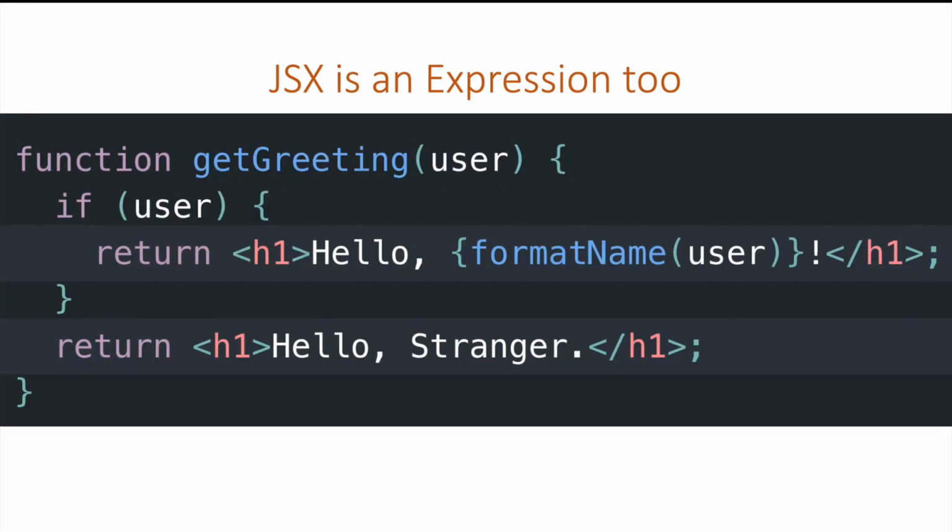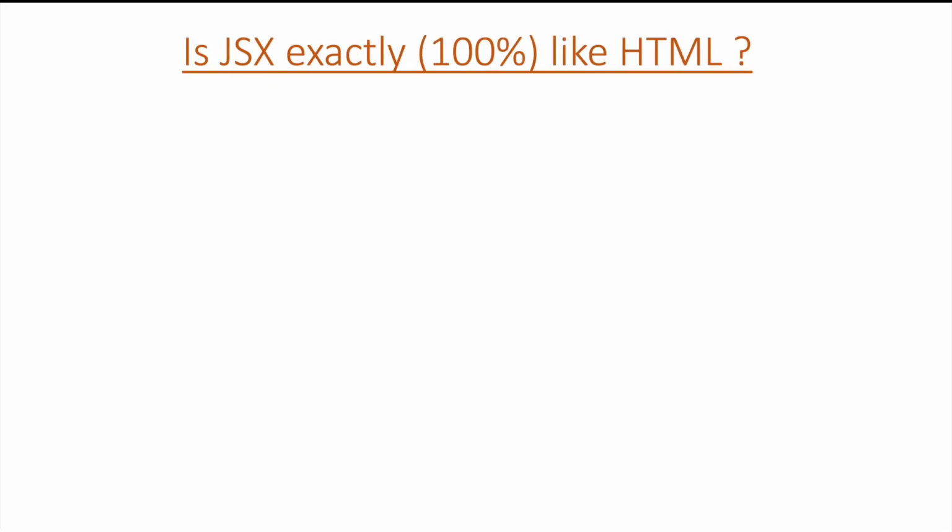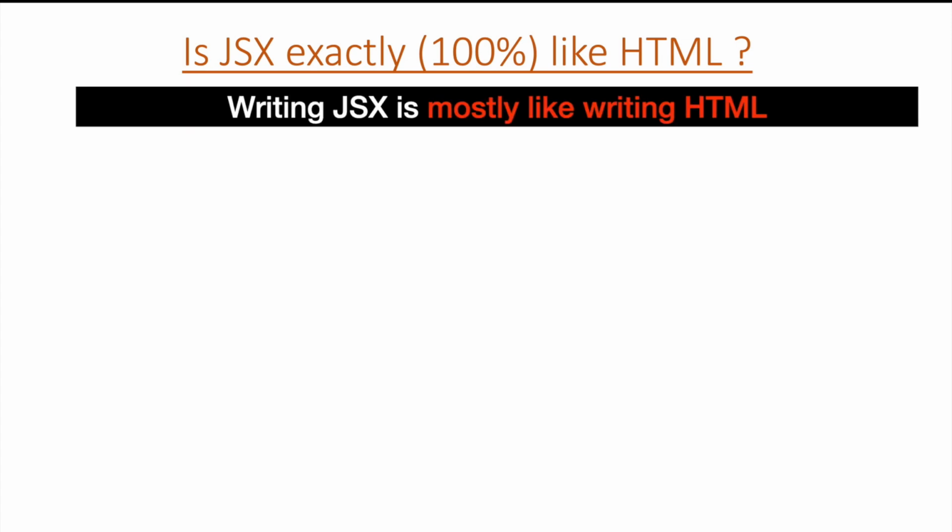Since JSX is an expression, we can also return it as a return value of a function. So here in this function getGreeting, we are returning some JSX. As you can see, the return value is JSX. This syntax is possible because this highlighted code over here is one JSX expression. Is JSX exactly 100% like HTML? Writing JSX is mostly like writing HTML.